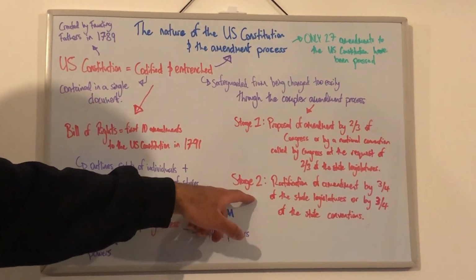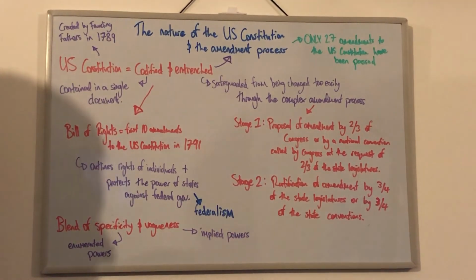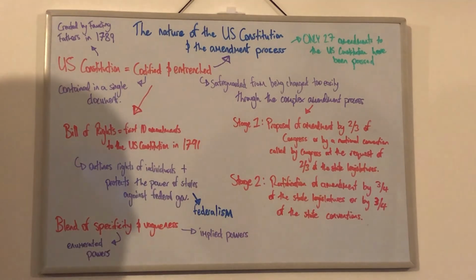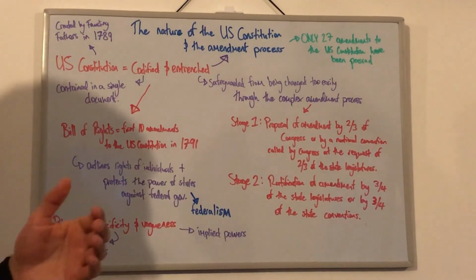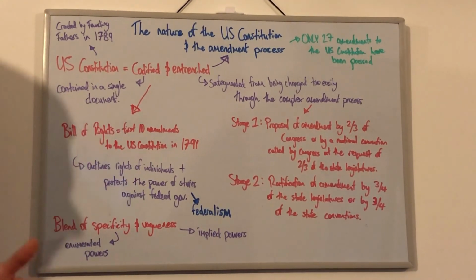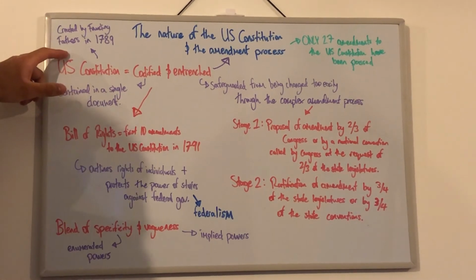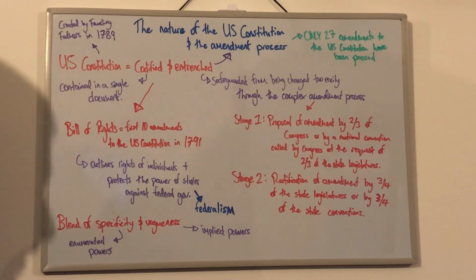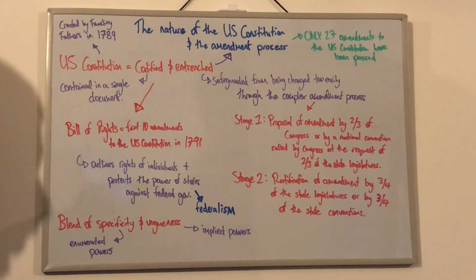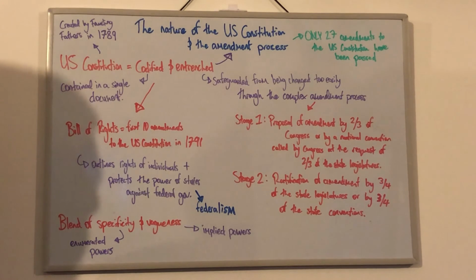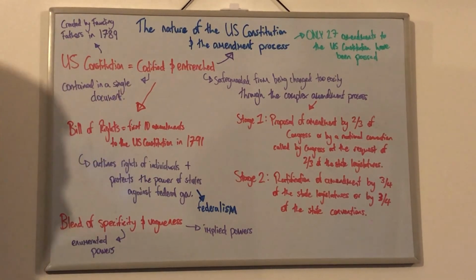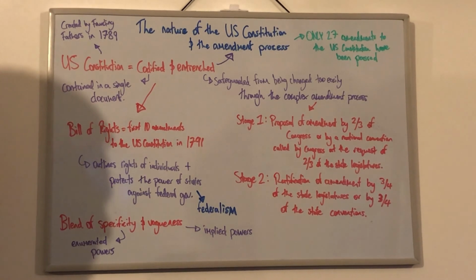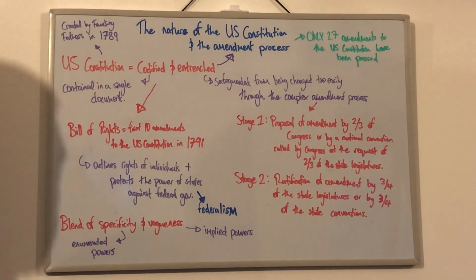Now the second stage is the ratification of that amendment, and that is by 3/4 of the state legislatures, which is 38 out of the 50, or by 3/4 of the state conventions. Now the reason why this process is so complex and so difficult to achieve is primarily because the founding fathers of the US Constitution wanted to prevent it from being changed too easily, particularly by a centralized authority, which they feared from when the 13 colonies were ruled directly by the UK Parliament. They also didn't want a particular political party to push through amendments too easily in their own self-interest. I hope that's made things clear, year 13.